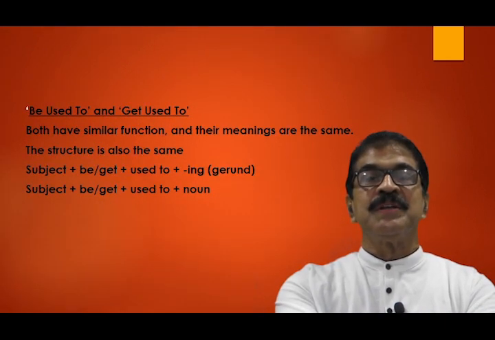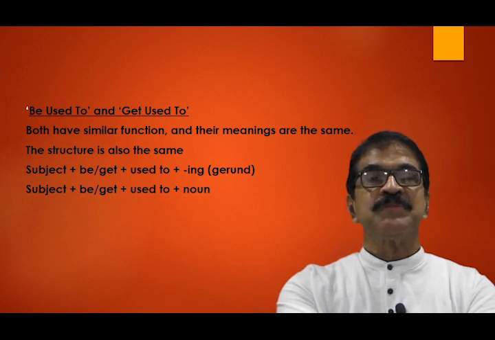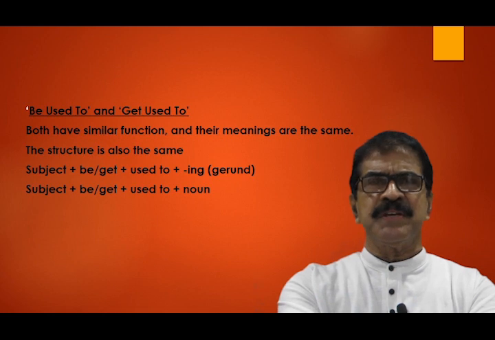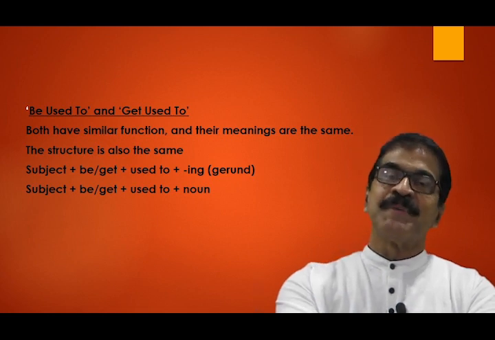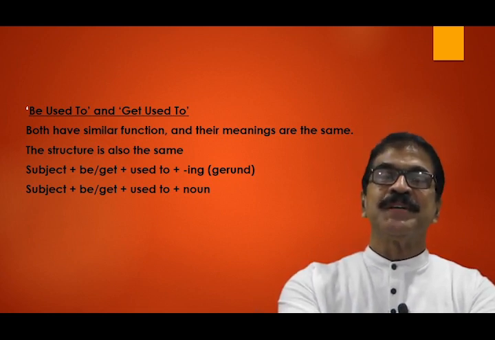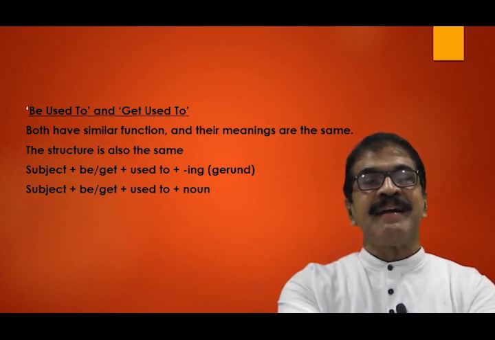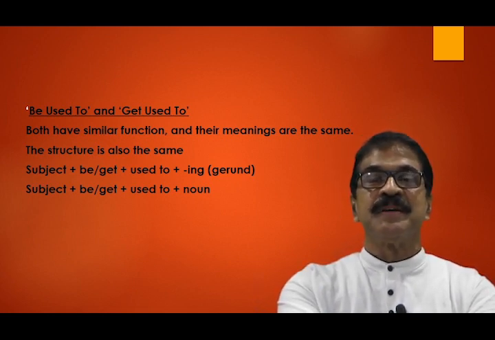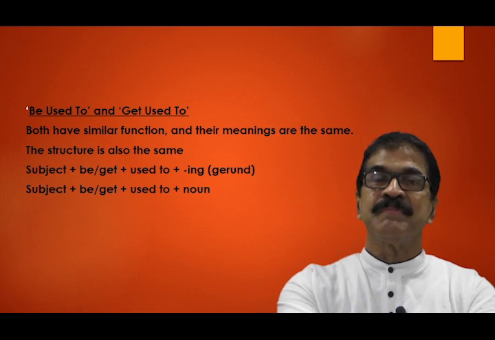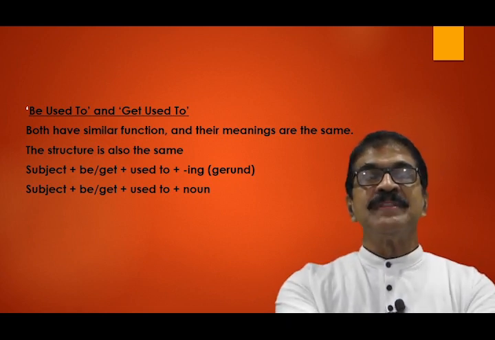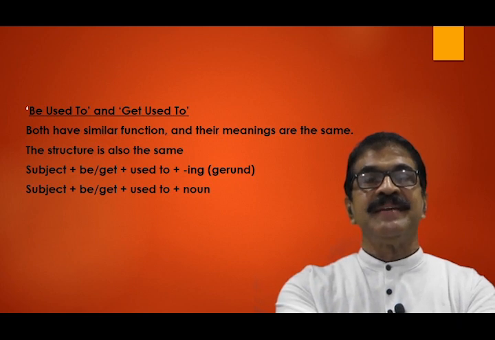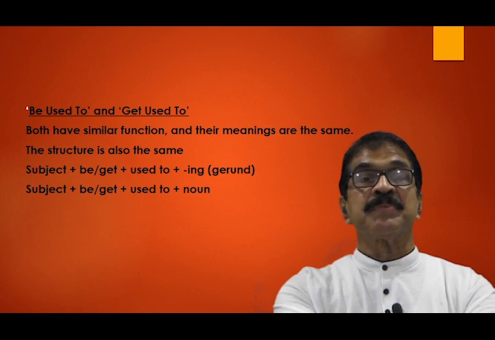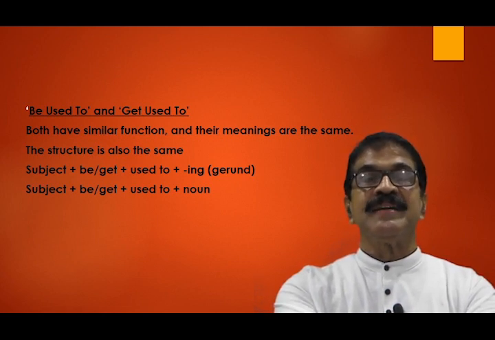Third, we shall look into the structure and usage of be used to and get used to together. Why together? Well, that's because be used to and get used to have similar functions and their meanings are almost the same. Both are adjectives that mean we are accustomed to doing something or that we are in the process of getting accustomed to it.